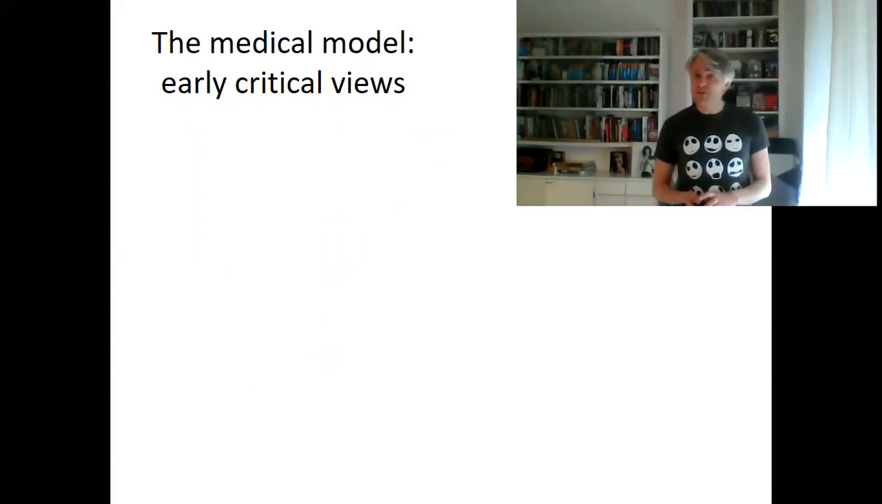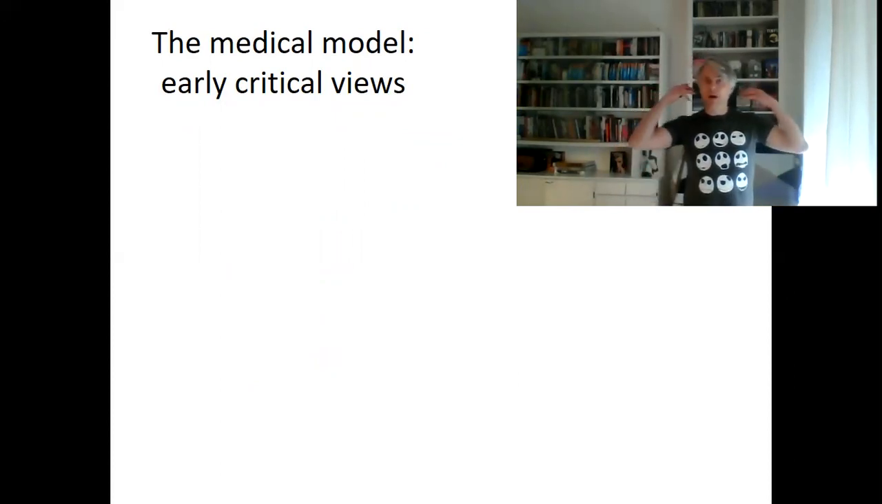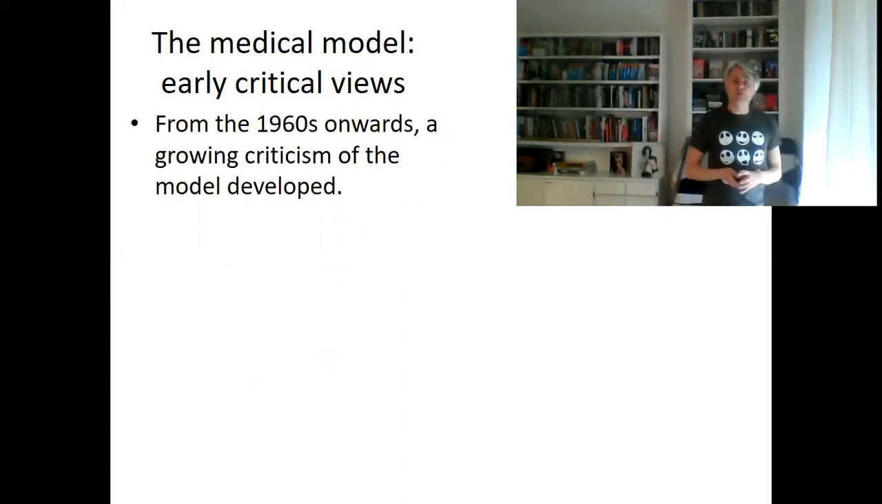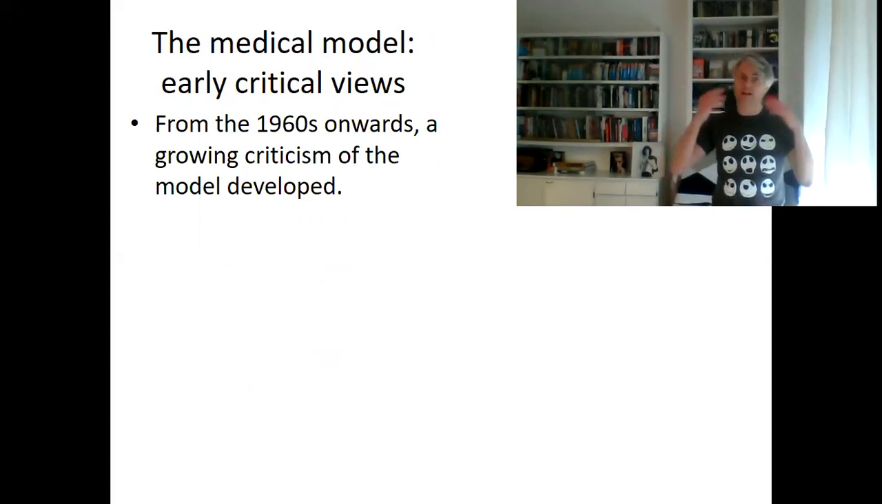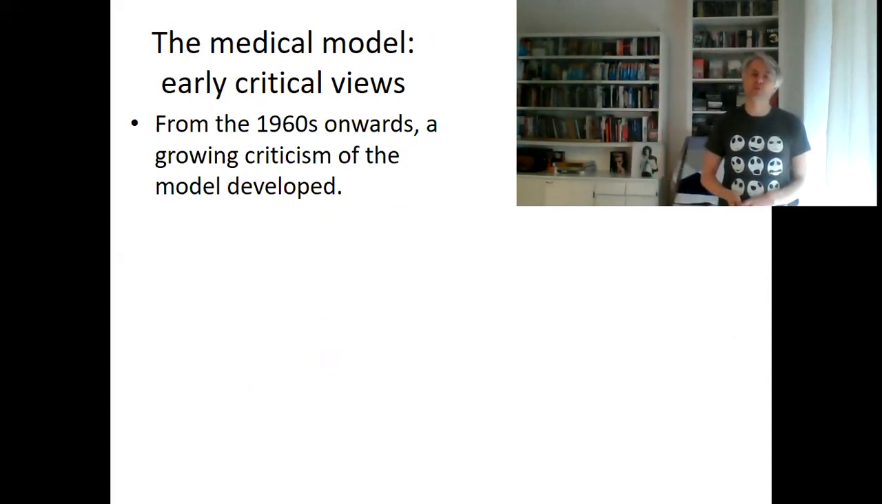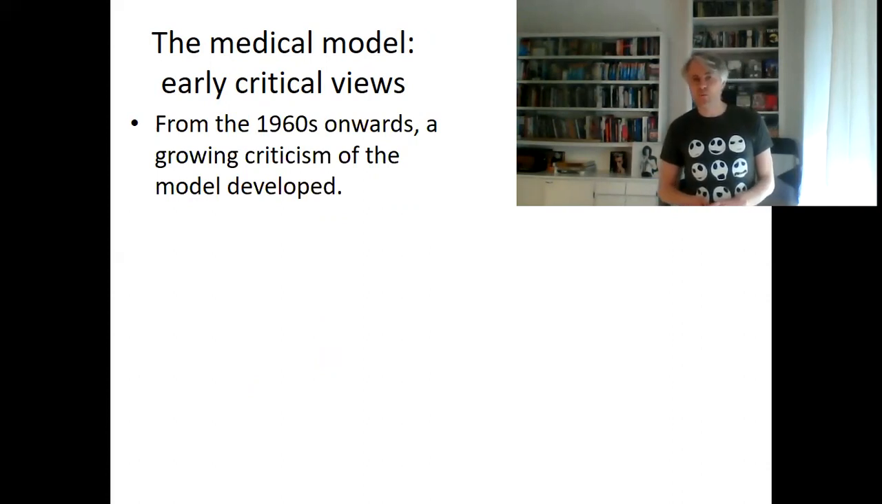Early critical views of this model. This model has an incredibly long heritage, a long history. We've been thinking like this in medicine for more than 100 years. Early critical views, I think you can really locate the movement, the change, the protest back to the 1960s. Going back something like 60 years, a growing criticism of the model developed. Maybe it was in part of that whole protest movement, civil rights, human rights, gender rights. It was part of that whole set of protest movements back then in the 1960s. So we're looking much more critically at this medical way of seeing the disabled body.